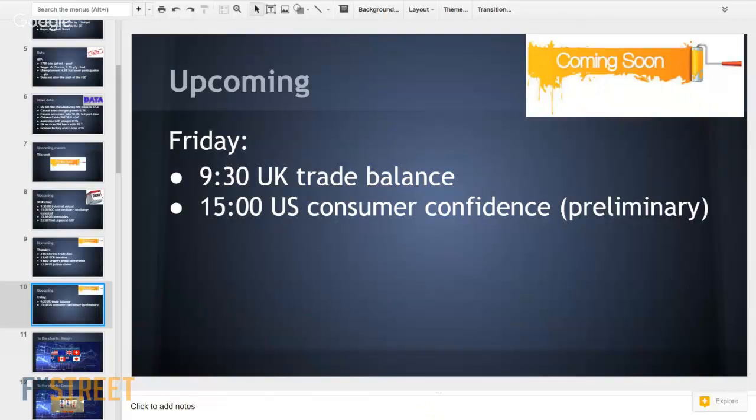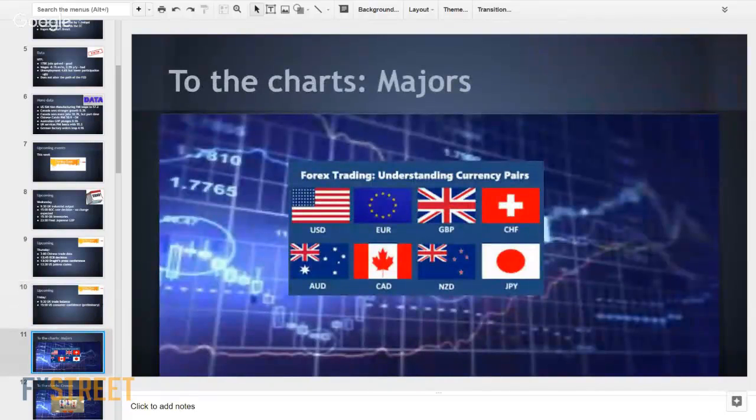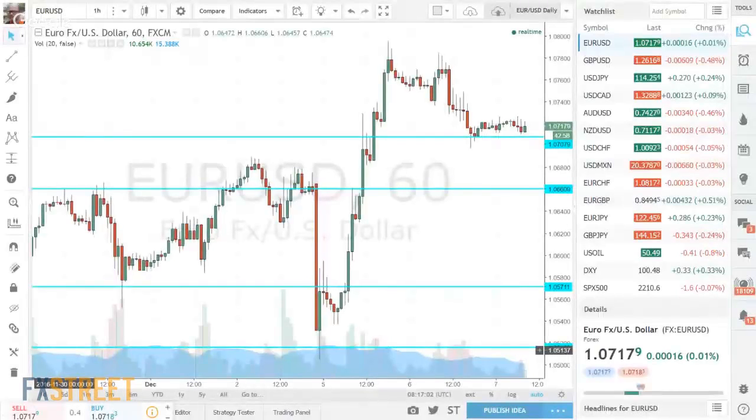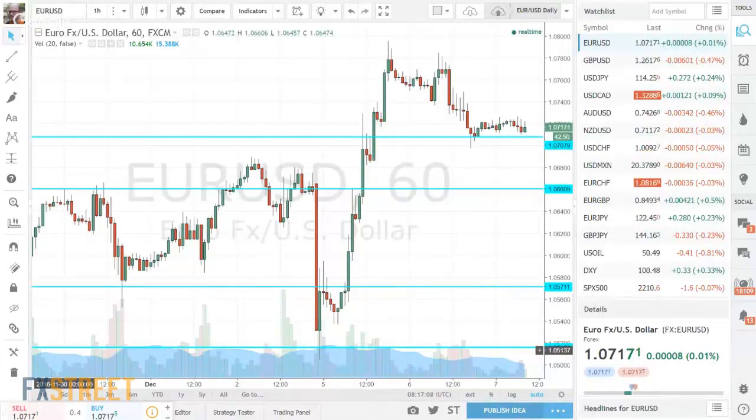Now, let's begin our technical segment, starting with the majors, major currency pairs. Let's look at the charts. Here we are with euro dollar, the king of currency pairs, currently at 107.17. Very slow morning so far, hovering above this 107.10 level, which was support back in December 2015.